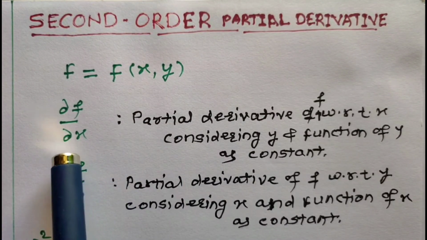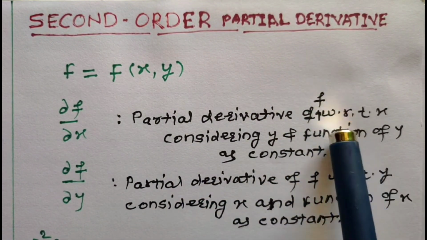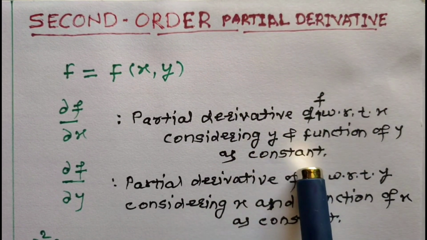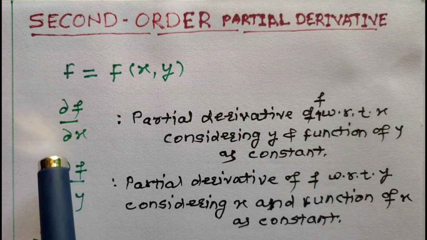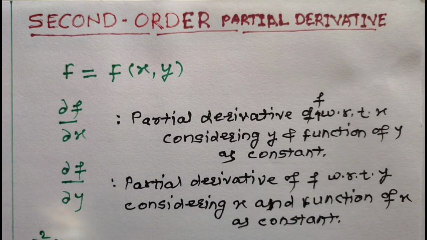First order partial derivative of f with respect to x, which is dou f by dou x, is the partial derivative of function f with respect to x, considering y and functions of y as constant. If we find the partial derivative of f with respect to x, we have to consider y and functions of y as constant. This is the partial derivative of f with respect to y, dou f by dou y, considering x and functions of x as constant. When we take the partial derivative with respect to y, we have to consider the other variable, that is x, and functions of x as constant.